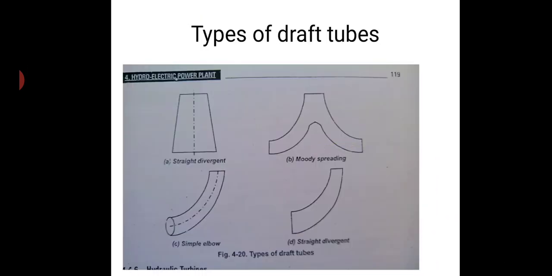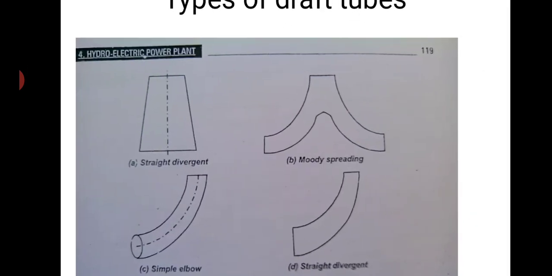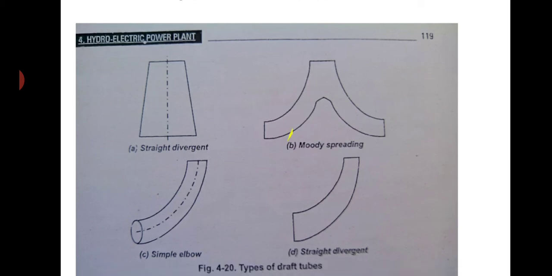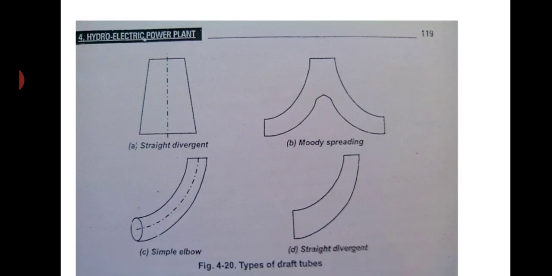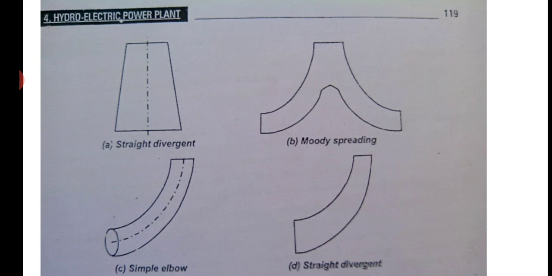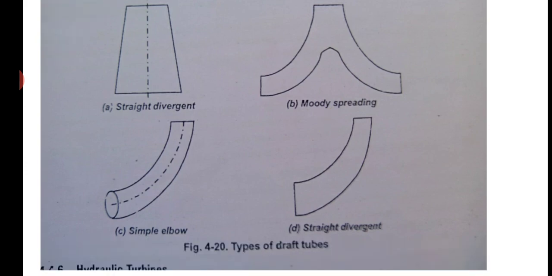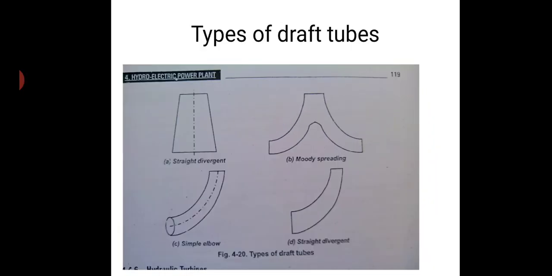Okay. So then the draft tube, as I was telling, the draft tube connects the turbine outlet to the tail race. And you can see this draft tube, in our college we have all 3 turbines: the Francis turbine, Kaplan turbine, and Pelton wheel. There you can see the draft tube. Okay, straight divergent, then Moody spreading, then simple elbow, and lastly straight divergent. Okay, these are the types of draft tube.